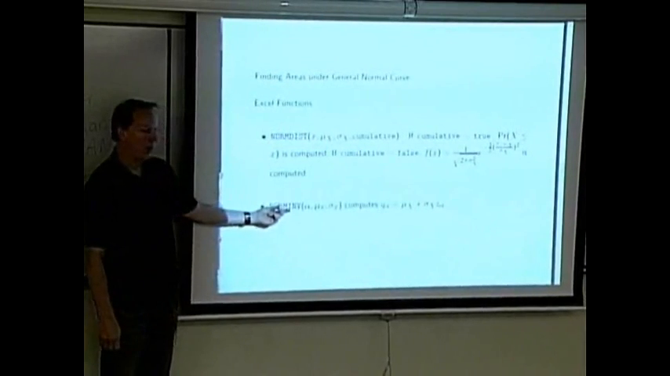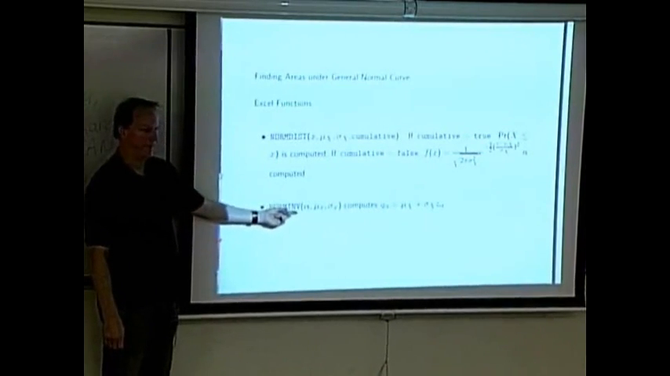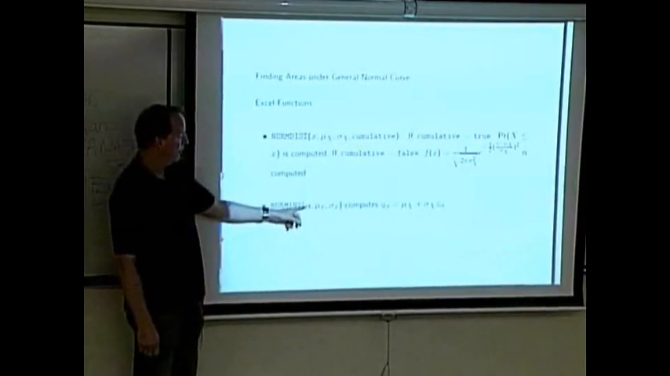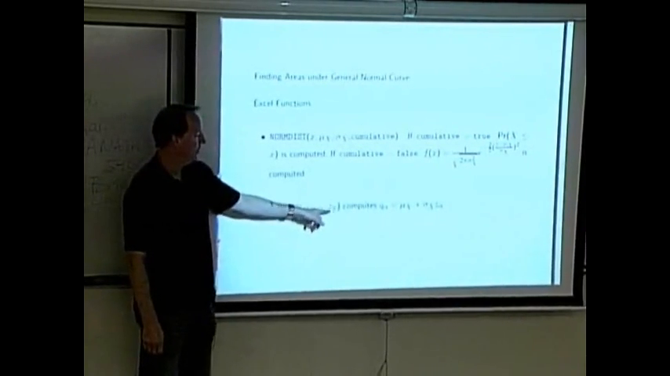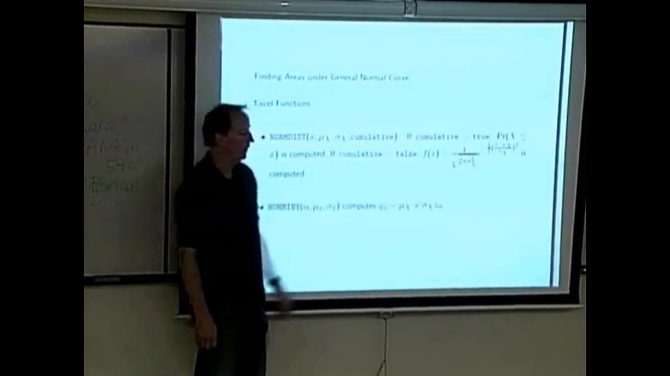That's just the way that it works. And if you want to compute the quantile function of the general normal, there's a function called NORM.INV. It takes a probability value, a mean, and a standard deviation. And this computes the normal quantile, which would be computed this way.